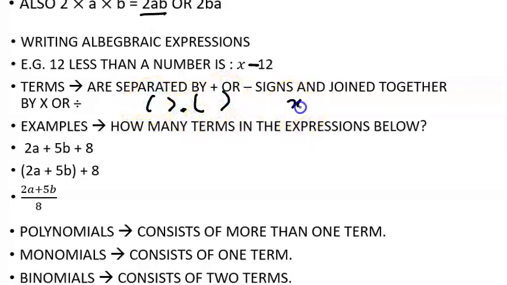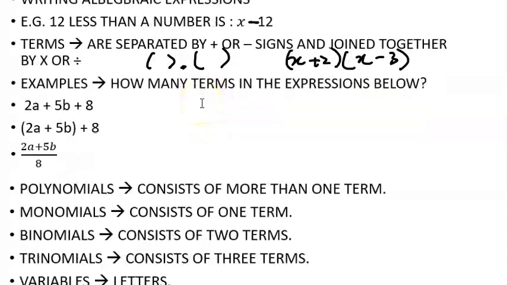So if I have x plus 2 into or times x minus 3, now that is brackets, so it means that this is a binomial times a binomial, and we'll talk about that a little bit later. But for now, just know that terms are separated by plus or minus signs and are joined together by multiplication and division. We'll do examples of that just now. Let's look at some examples.